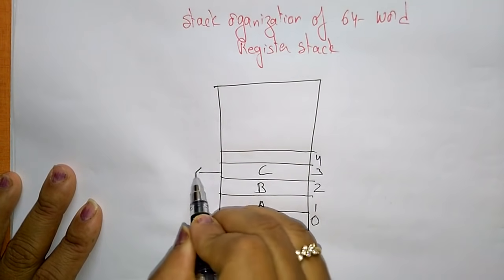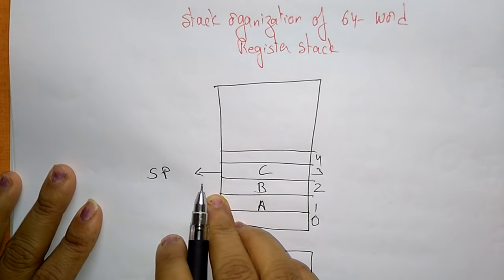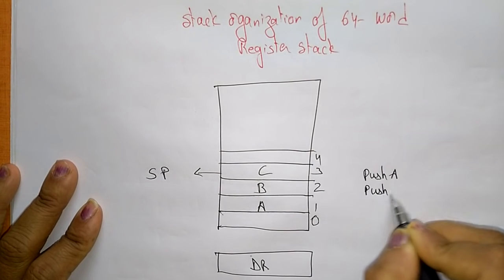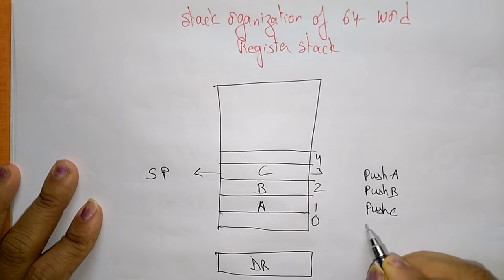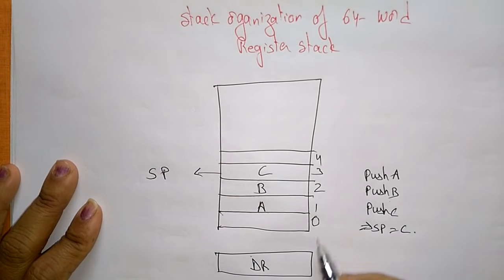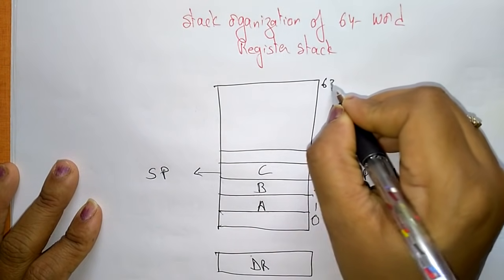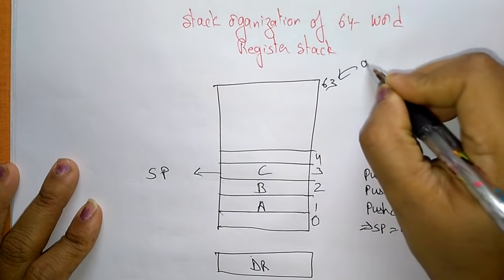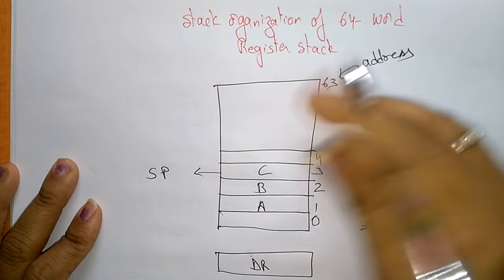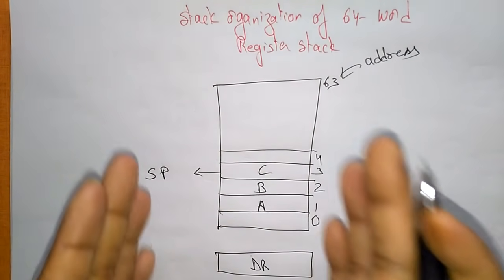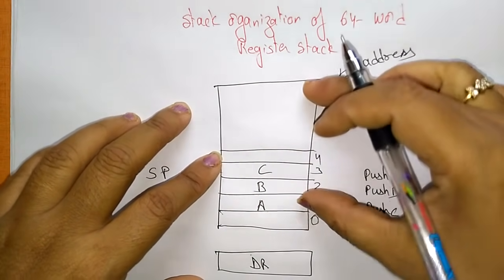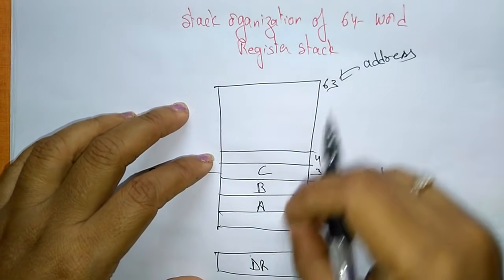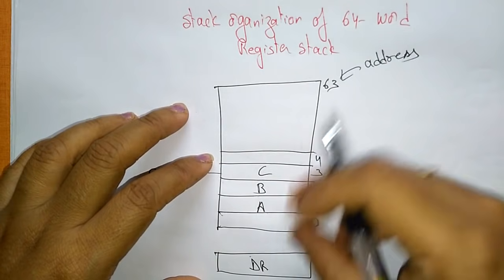This indicates the stack pointer, the top of the stack. Here first we push A, push B, push C, so now the stack pointer points to C. It will be from 0 to 63 words, so 63 words can be stored in this register stack. These numbers are what you call the address. So this is how the data is organized in the register stack. The register is 0 to 63, total 64 words. And in each word, the data is inserted.